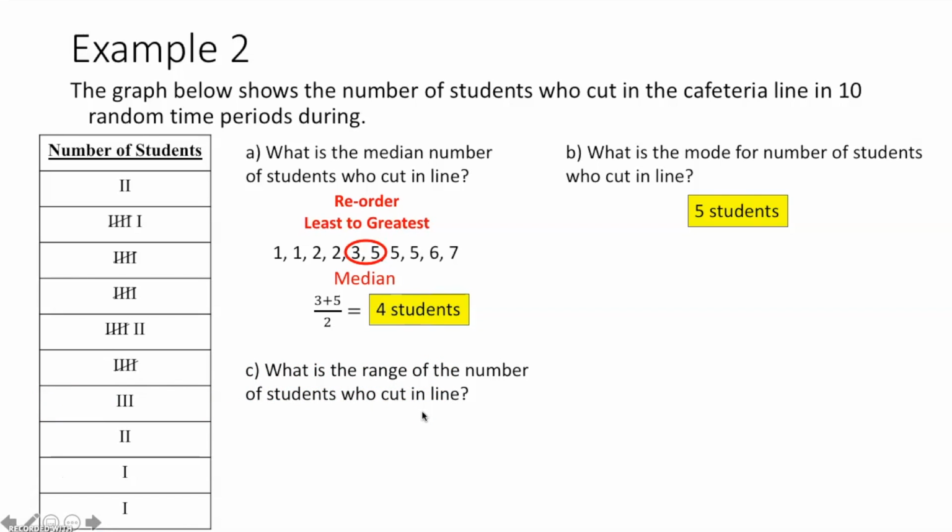So what's the greatest amount of students who cut in line? That would be the 7. And then what's the least amount of students who cut in line? That would be the 1. So you just do 7 minus 1, you get 6. That is your range of students who cut in line during this.